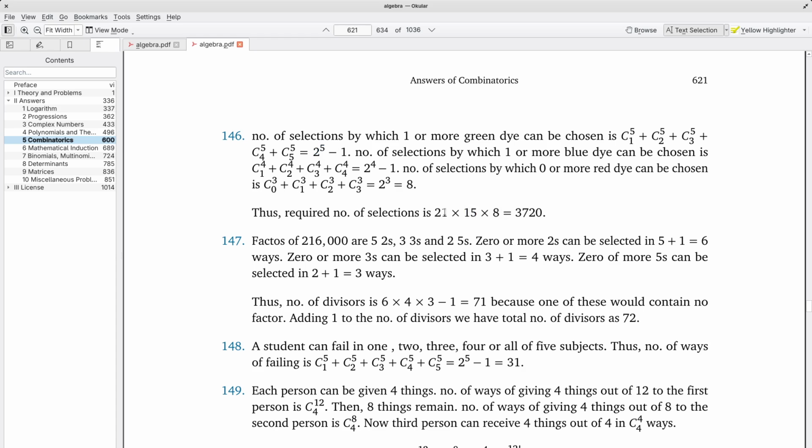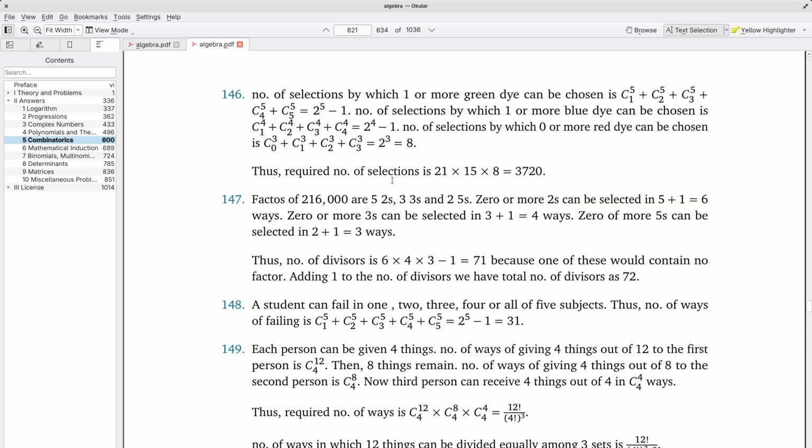So 120 multiplied by 31, that is 3,720. So the product is actually correct. This looks like a typing mistake. Instead of 32, I have typed 21. So 146 is a mistake as well.